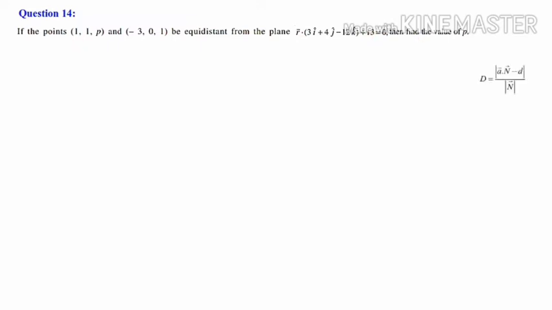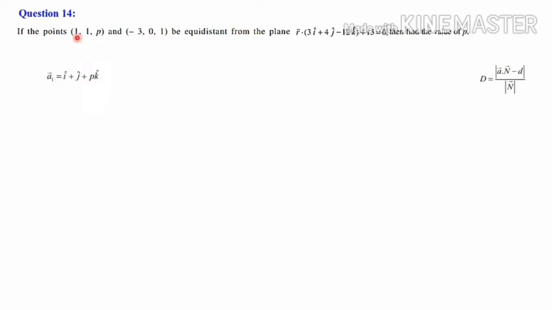That is d is equal to modulus of vector a dot vector n minus d divided by modulus of vector n. So we have to write vector a, vector n and d. By using the first point, we can write the position vector of that point, vector a1, is equal to i cap plus j cap plus p k cap.